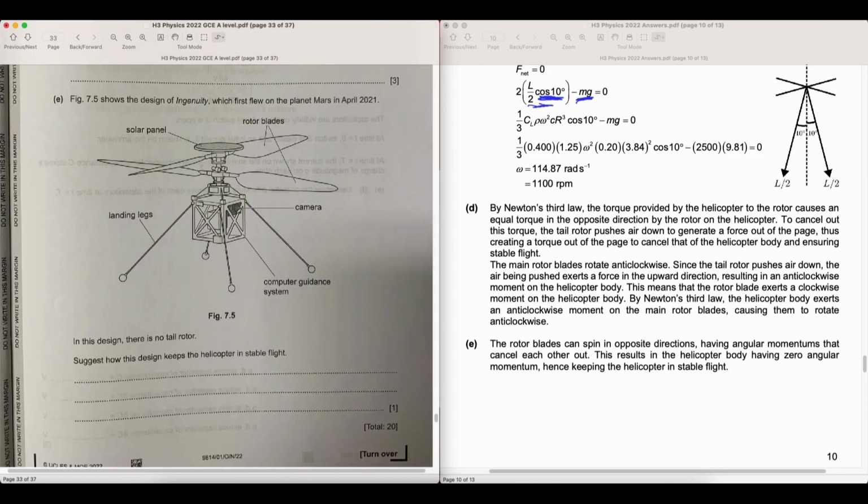Lastly, for this Ingenuity helicopter, we see that there's no tail rotor. Now, the key difference over here is that the two rotor blades over here spin in opposite directions. Their angular momentum can cancel each other out, and that means that the main body of this helicopter can have no rotation and the entire body can have angular momentum of 0.